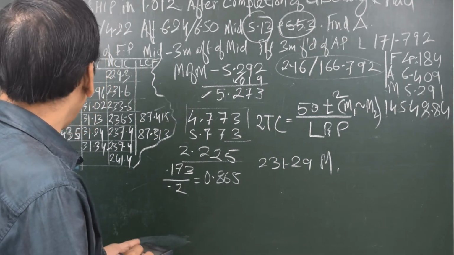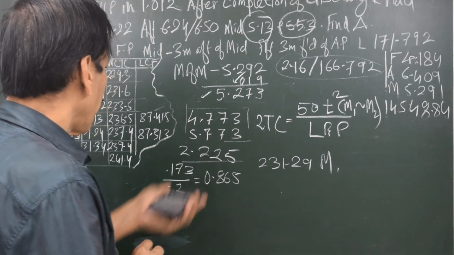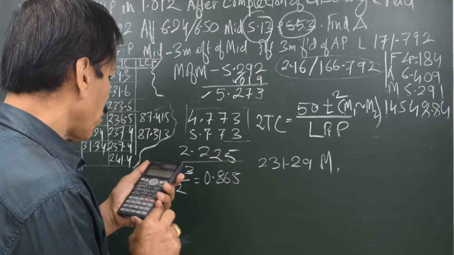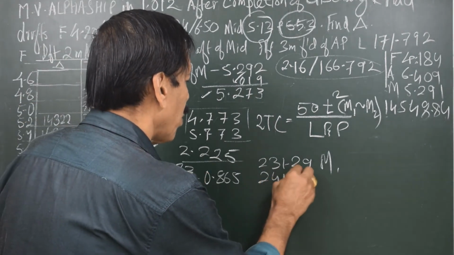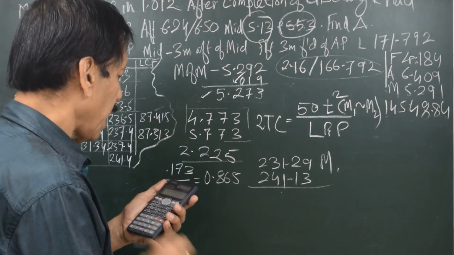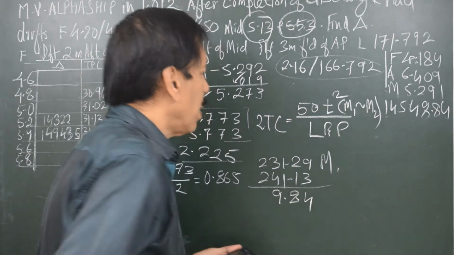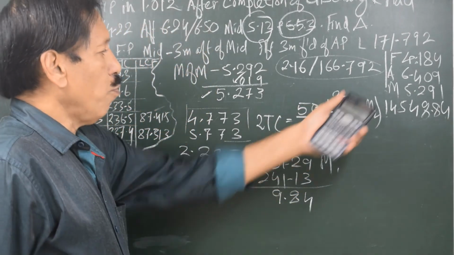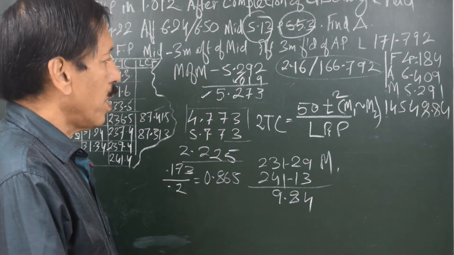And now for 5.773, the fraction would be the same if I interpolate between 5.6 and 5.8, right? The fraction would be the same, gives me 241.13. So the difference is 9.84. So that is the difference of MCTC1 and MCTC2, 9.84. LBP is 171.792.